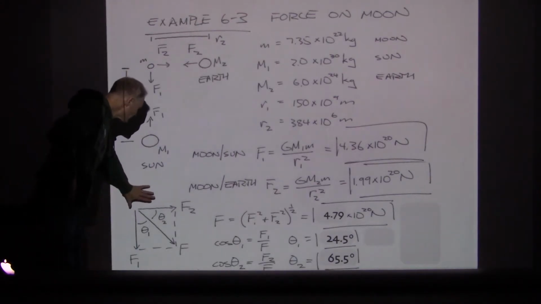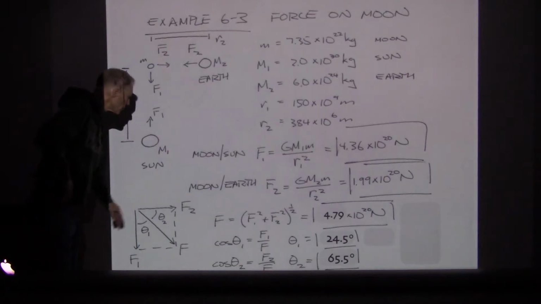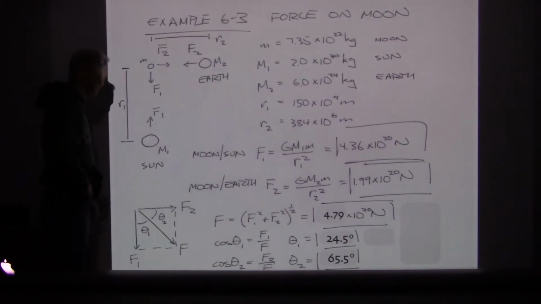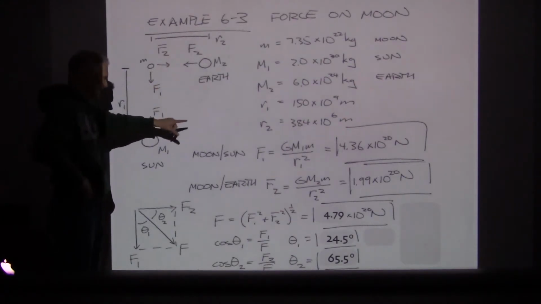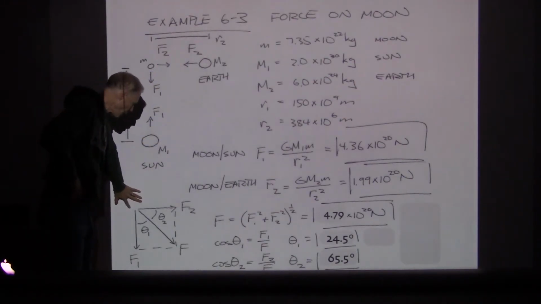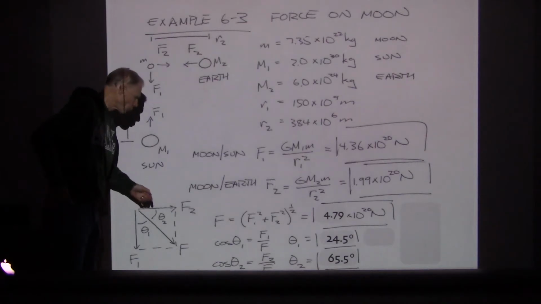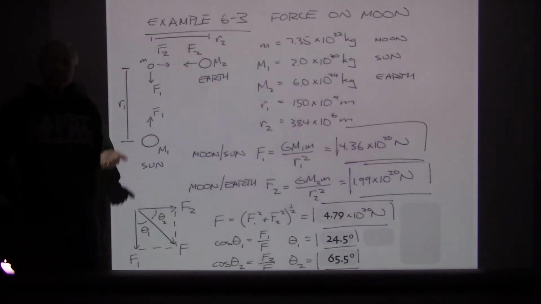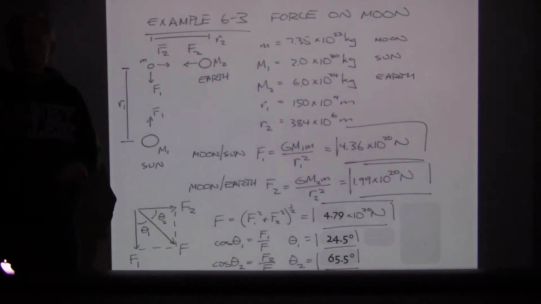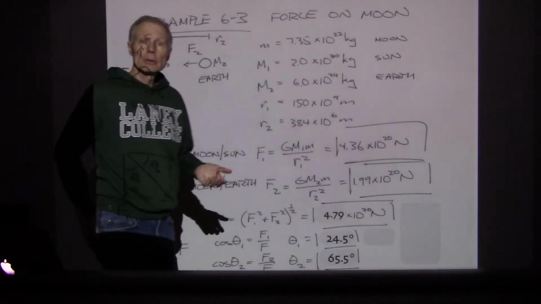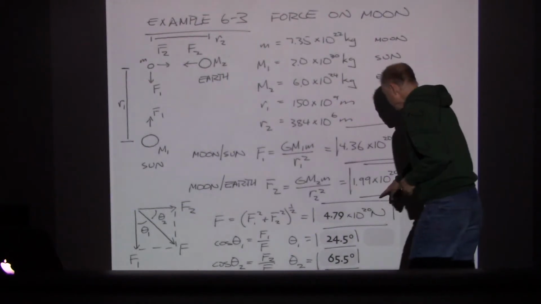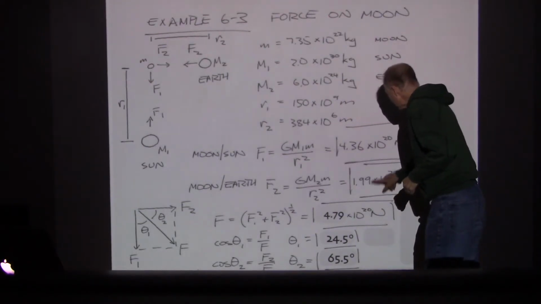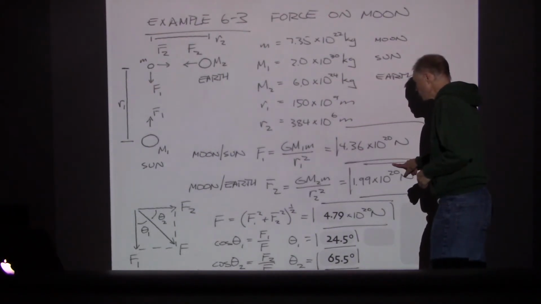Now, for this particular configuration, I hope I kept the numbers straight, I think I did. I calculated the two forces. Since they're already at right angles, what's the net force given by? I can take F1 squared plus F2 squared, add them together, and take a square root. And so doing that, I ended up with 4.79 times 10 to the 20th newtons.